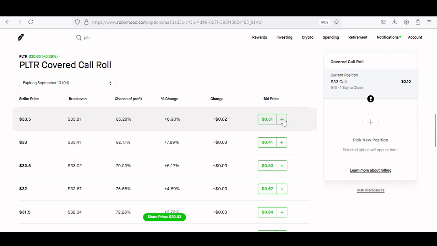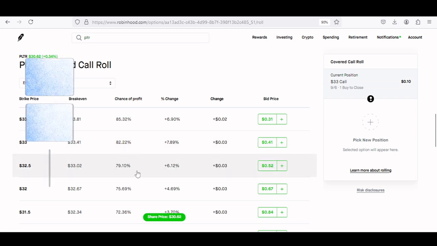So let's unselect this. This time we're going to choose a strike price below our current covered call. Remember, my initial covered call, as you can see here, was $33. So I'm going to get a strike price below that. I'm going to be going with a 32.5 strike price. Now, with the 32.5 strike price, I have a reduced chance of profitability. It's still pretty high, around 79%, which works fine for me.